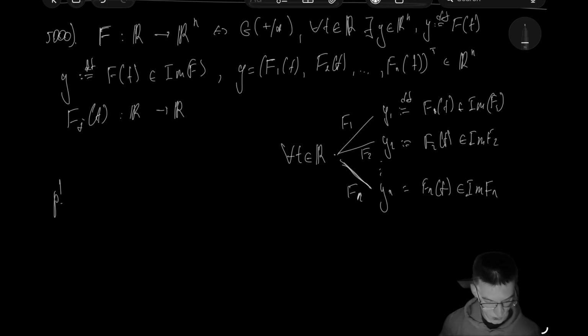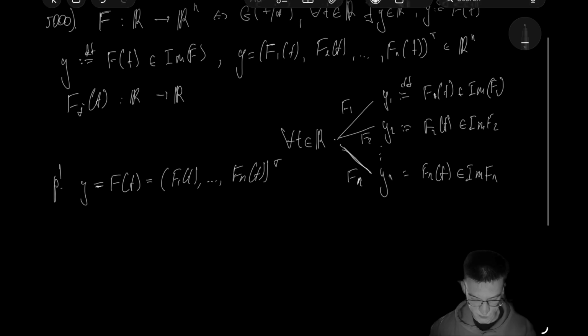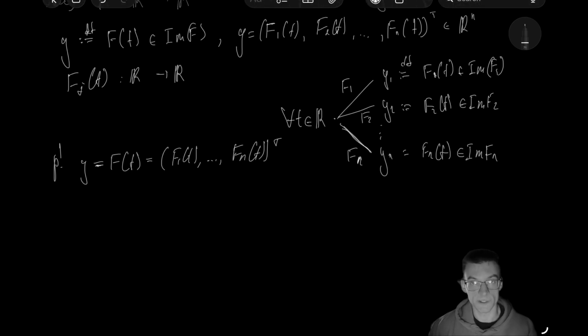If we have the function defined as follows, let's designate this vector y as the result of f of t, which is the vector as we defined, f1 of t until fn of t, transpose. What is the derivative of this function? If we would like to find the rate of change of this function with respect to this variable t, with respect to this time abstraction, kind of.